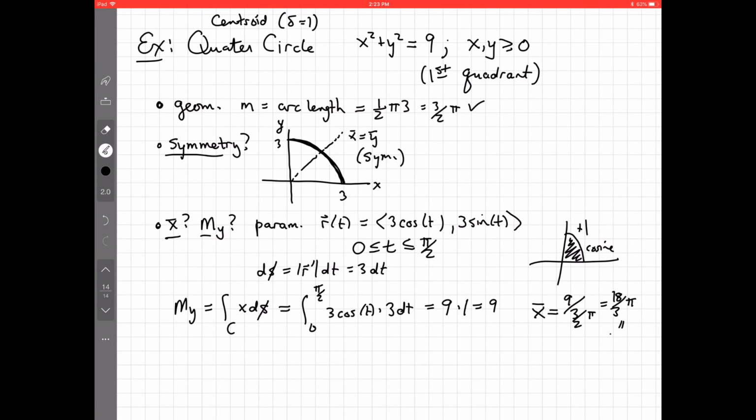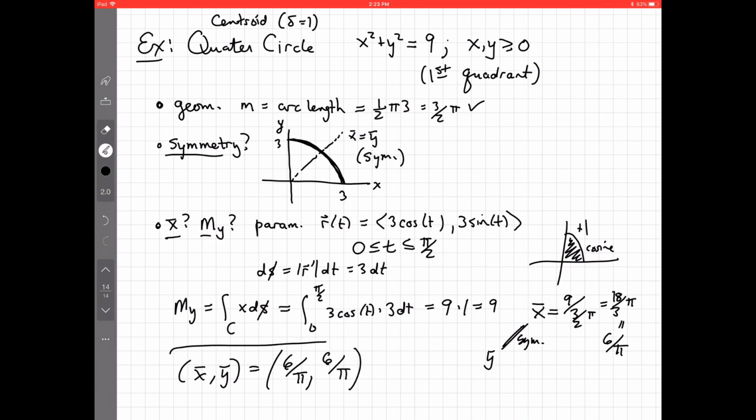or 18 over 3 pi, which is 6 over pi. What do you know? It's the same as before. And then we'll use our symmetry argument to get that that's the same as y bar. So what's our centroid? x bar, y bar is 6 over pi, comma 6 over pi, which again is about 2, comma 2, which is about right there, and that makes pretty good sense.